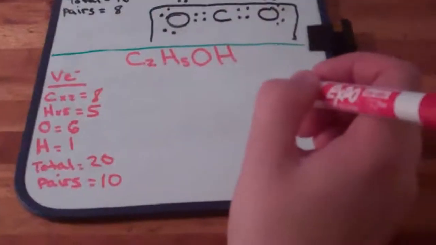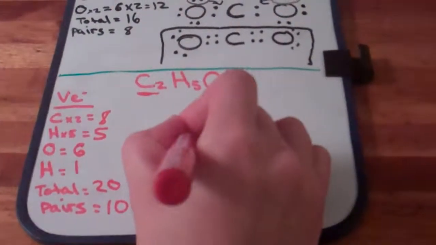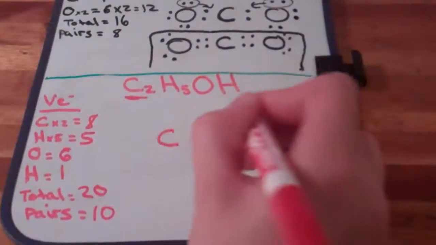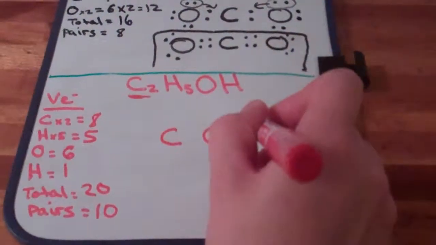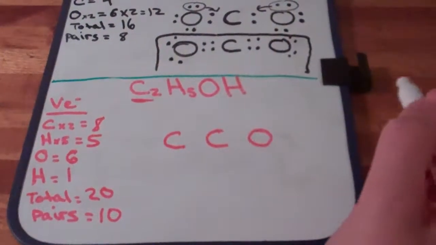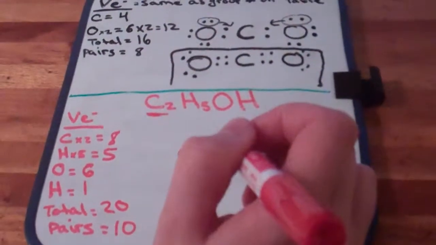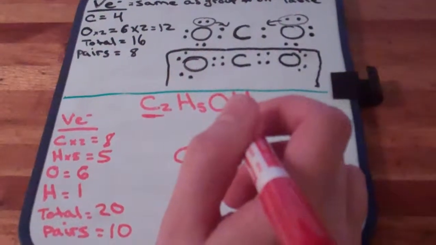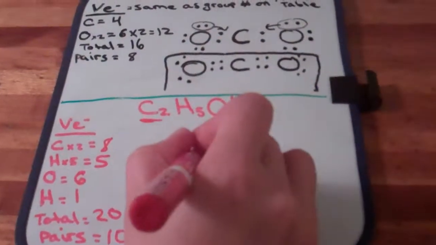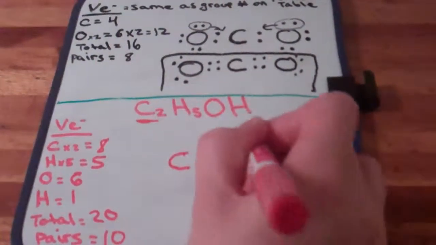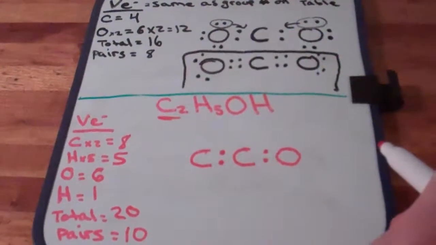So now, to start it, we have 2 carbons. So we have 1, 2. Okay? And now we have 1 oxygen, so we'll put that right next to the carbon. Now we have to, using rule 3, put pairs in between the combining elements or atoms. So there's a single bond in between each.